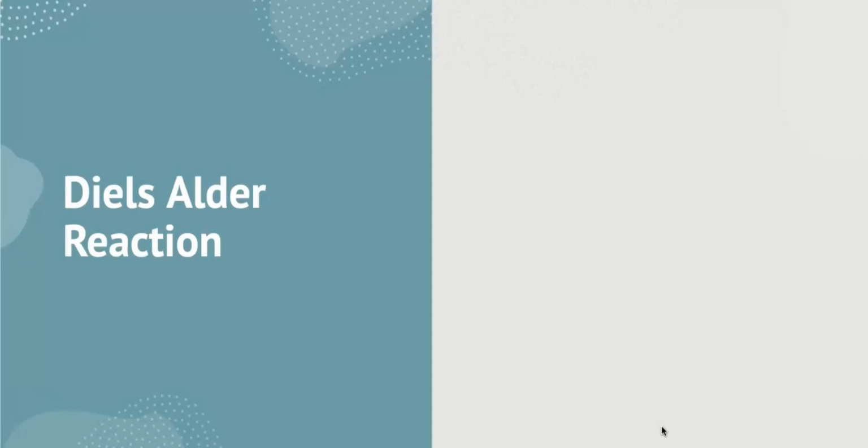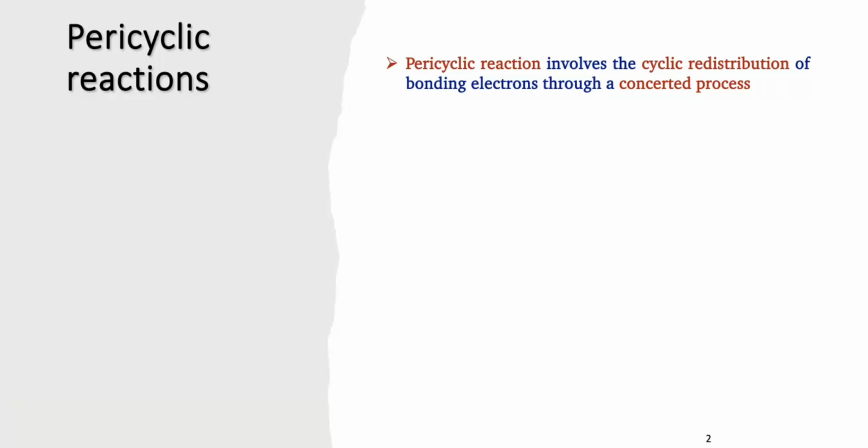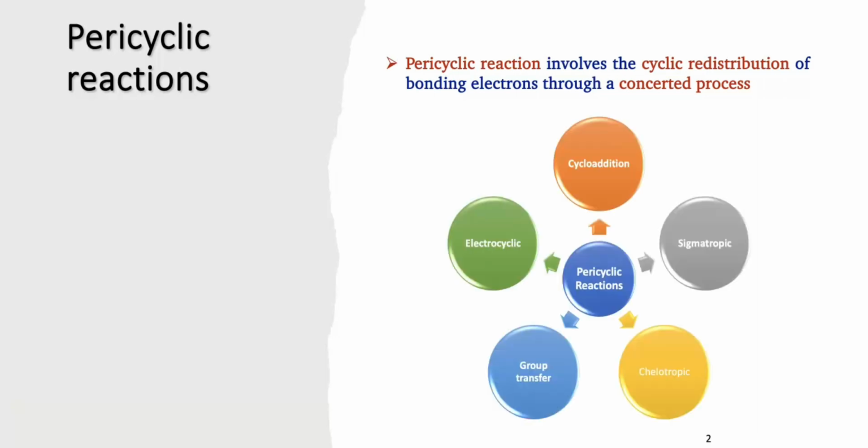Good morning all. Today we will be discussing the Diels Alder reaction. Pericyclic reactions go through a concerted process and involve the cyclic redistribution of bonding electrons. Pericyclic reactions can be divided into 5 categories: cycloaddition reaction, sigmatropic reaction, cheletropic reaction, group transfer reactions, and electrocyclic reactions.